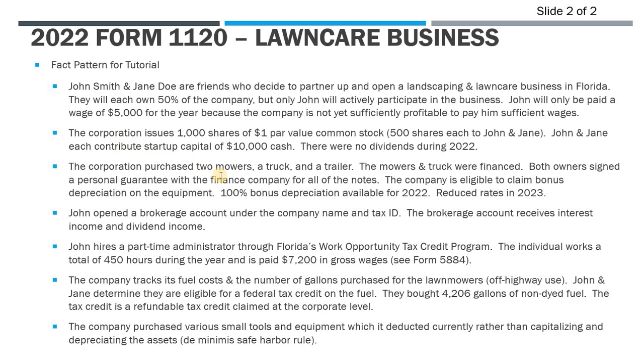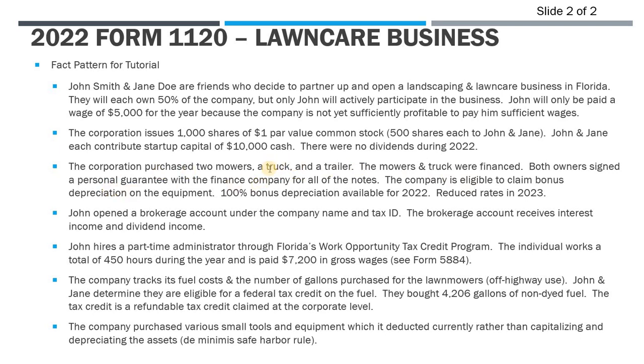So the corporation issues 1,000 shares. If we look at the corporate charter, it's $1 par value common stock. 1,000 shares are issued, 500 shares to each shareholder. And in exchange for that, John and Jane put in $10,000 each. And there's no dividend distributions during 2022. So they just put money into the business.